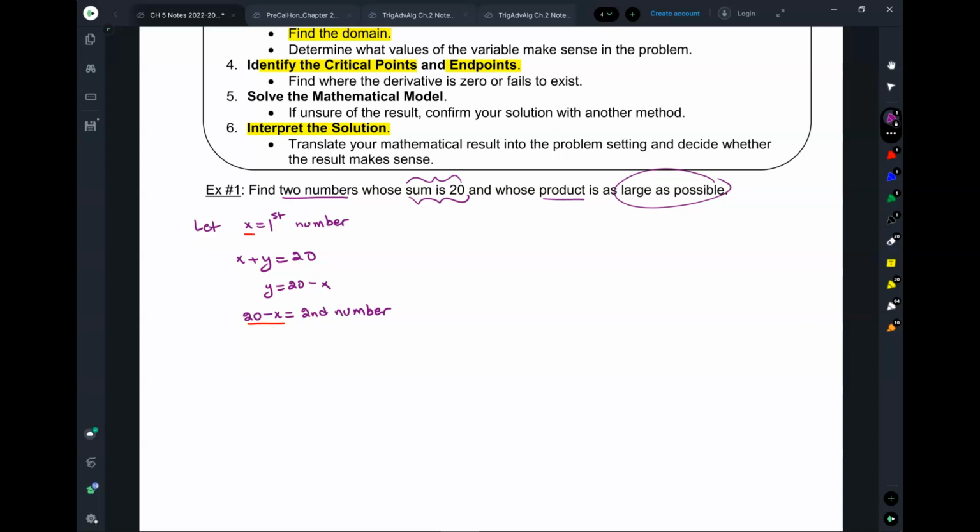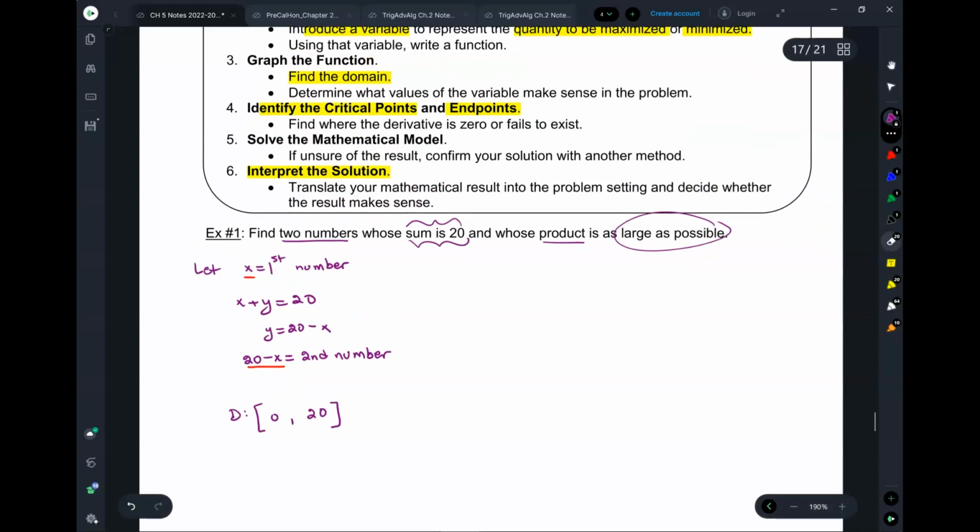Okay, so the domain is from 0 to 20. We're going to assume positive numbers always for this, right? So the smallest the number could be is 0, and then the largest it could be is 20. Okay, now that we do this, the next part is to develop a model for this, right?